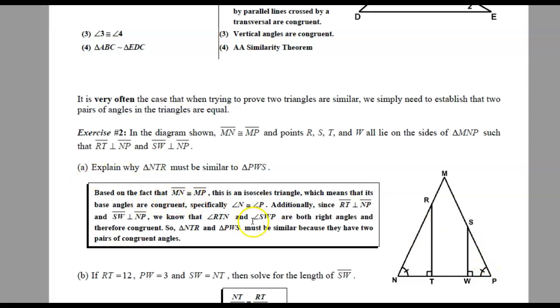And this is being done in a paragraph format here, but you could do a 2-column if you wanted to. Basically what we have for given information is the equal sides and the perpendicular sides. So if I'm writing those on line 1, my line 2 could either be that the angles RTN and SWP are right angles and therefore congruent, or I could say that angle N and P are congruent because of the isosceles triangle base angles. Either one of those would be a reasonable second step, and then the other would be the third. That's enough for similarity right there.